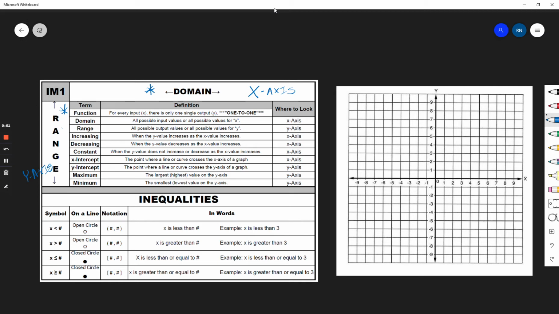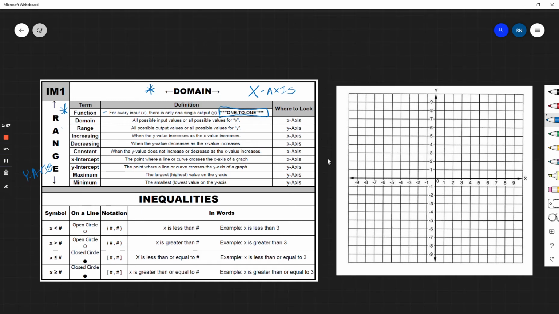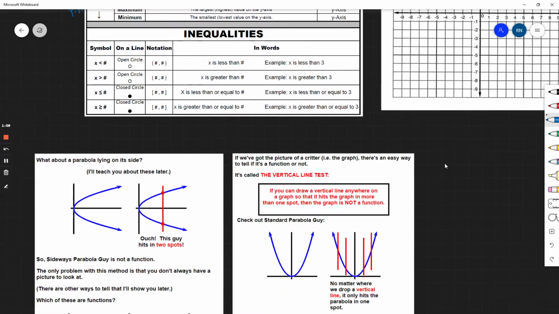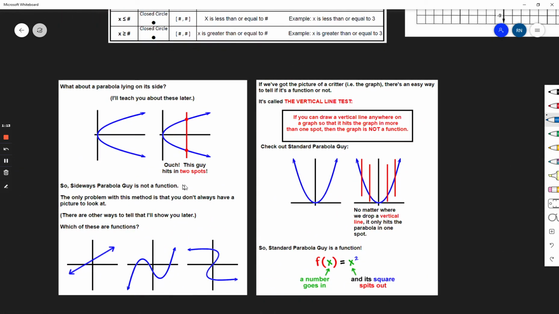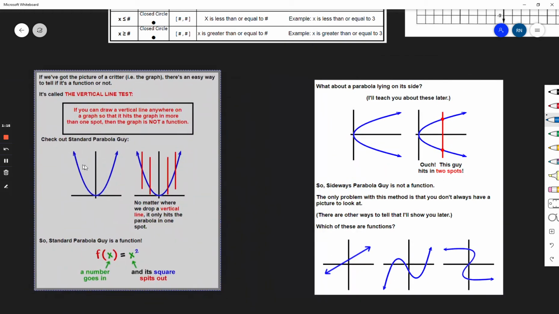So we have function. For every input x, there's only one single output y. The big important thing to remember on this one is it's 1 to 1. Write down 1 to 1. Make sure you highlight it. And the whole concept of a function, let's scroll down just a little bit, is there is this thing called the vertical line test. Vertical line test. Let me switch these around.